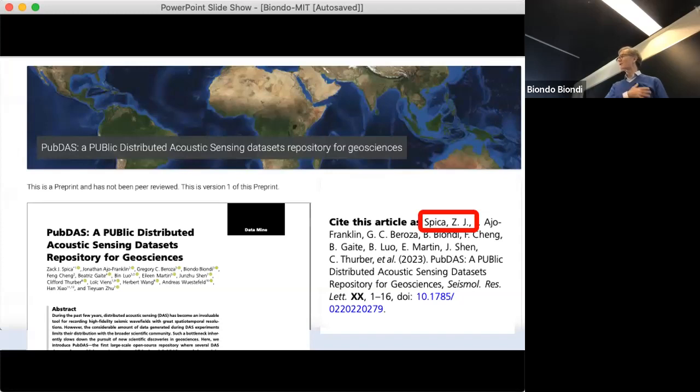He's also the one that did a lot of work. He's an assistant professor at the University of Michigan. So there you can learn what data are there and you can download some data. And our plan is to grow this repository. But of course, we do have a data size problem.